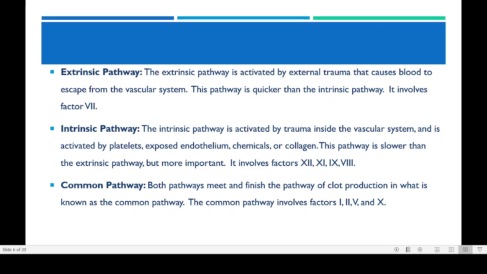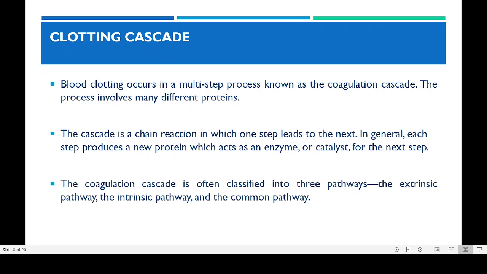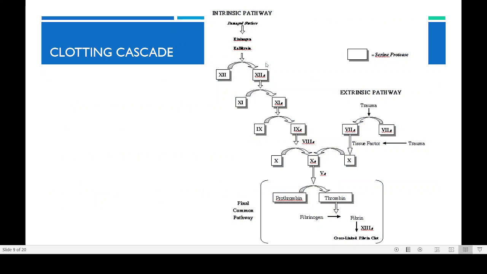So if you get a question, distinguish between extrinsic pathway or intrinsic pathway or comment on common pathway, you have to mention about these four clotting factors. Then we have already seen what is the meaning of the clotting cascade. Clotting cascade is simply a chain reaction. One factor is activated, that will be activating the second, and that chain reaction is known as the clotting cascade.